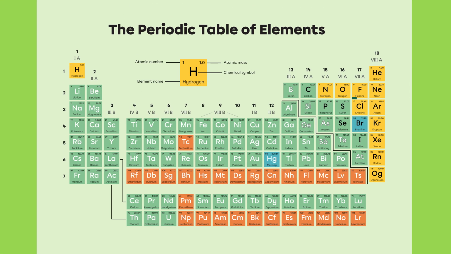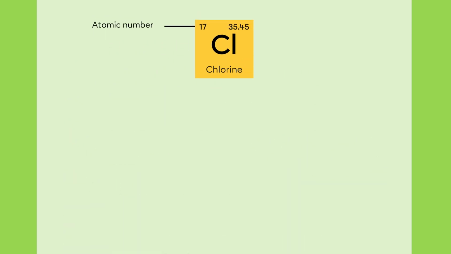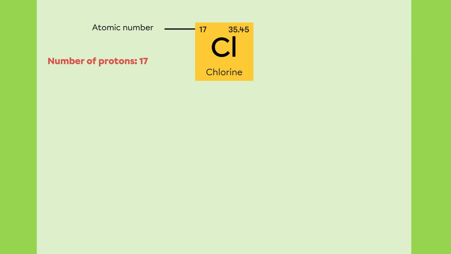Let's represent the chlorine atom, for example. First, we identify the element in the periodic table. The atomic number of the element corresponds to its number of protons. Chlorine has 17 protons. We draw a circle representing the nucleus of the atom with 17p+ written inside.